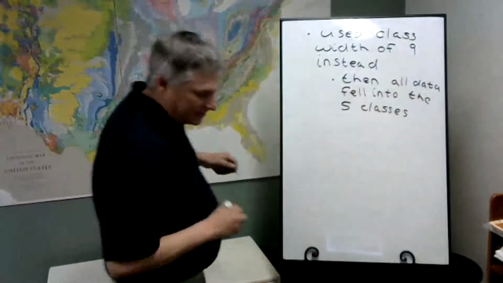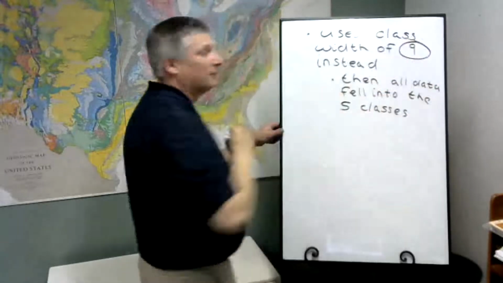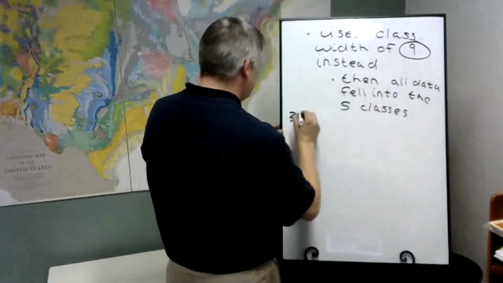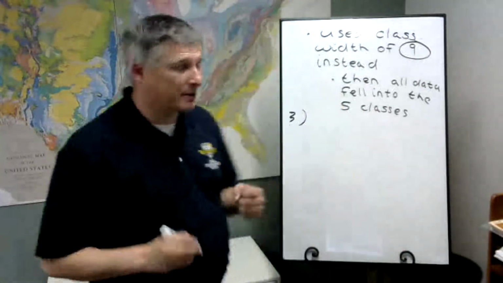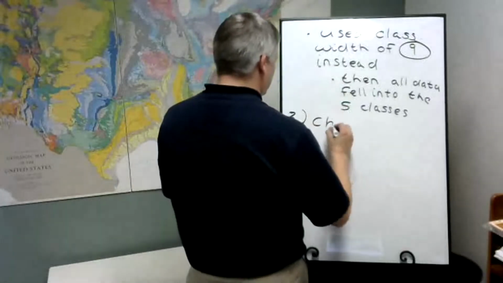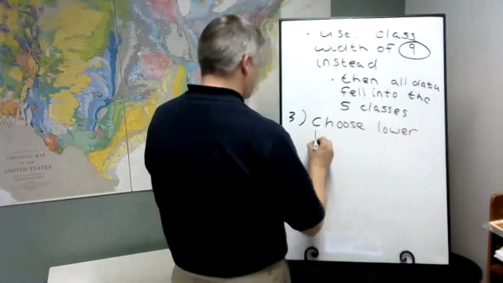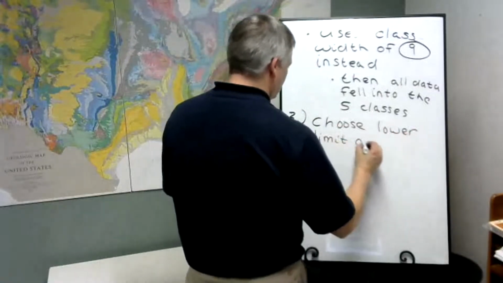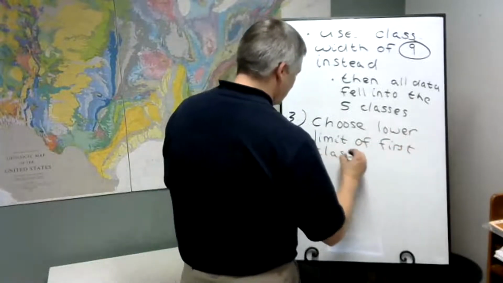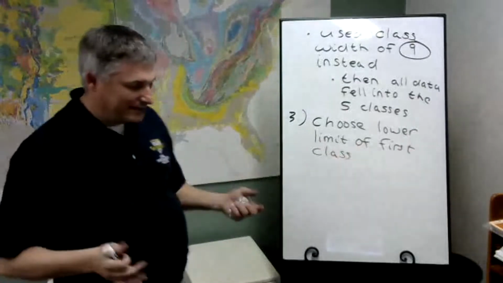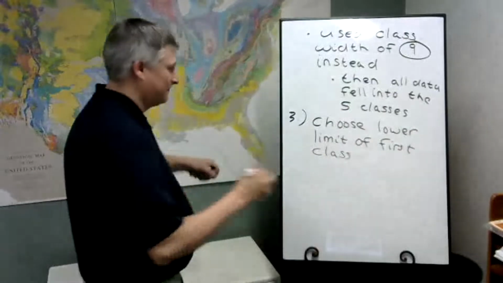So that's our second step. So I'm going to use a class width of 9. The third step is we're going to choose the first lower limit. So what I did here is I just used the smallest value of all my data values.